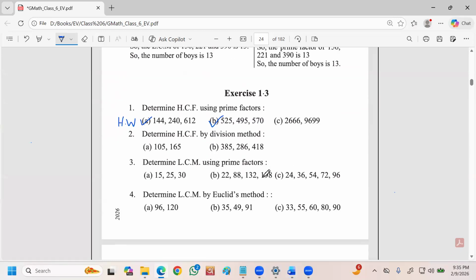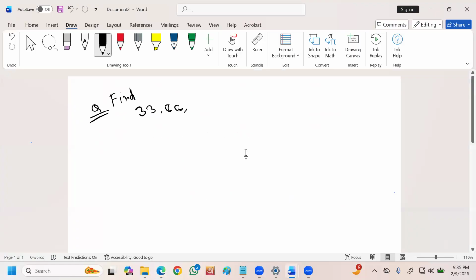Page number 19, question number 4C. Okay, now we're solving this one. So first of all, the question is 33, 55, 60, 80, and 90, right?